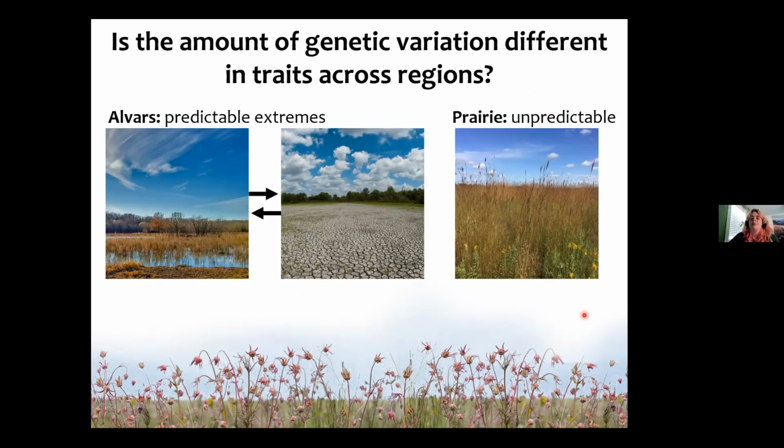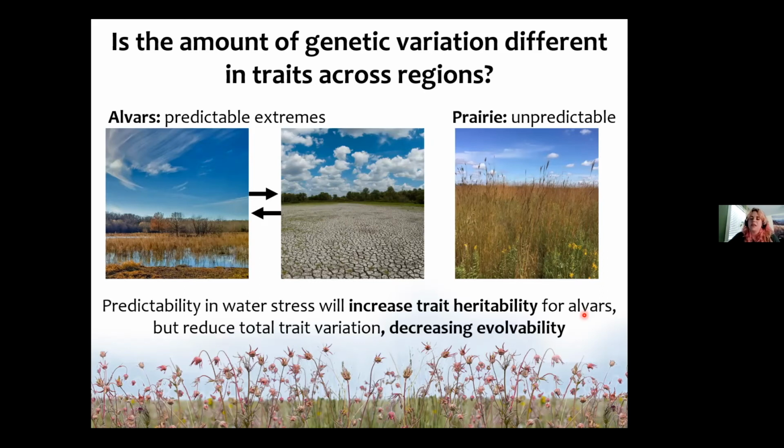So why is predictability important for the amount of genetic variation? In this case, predictability in water stress can optimize traits for those conditions. With that optimization, it can increase the chance that a trait is going to be passed to the next generation, and so it's going to increase our trait heritability. However, because of this optimization, total trait variation can be reduced. And so we expect that because of that predictability in stress, alvars are going to have an increased trait heritability, but a decreased evolvability relative to those prairie populations.